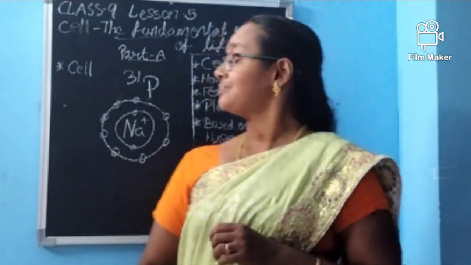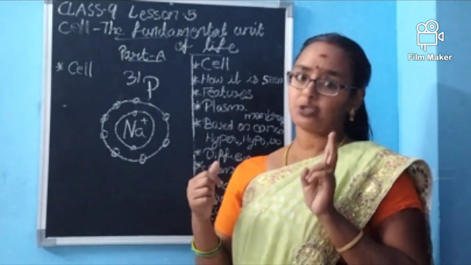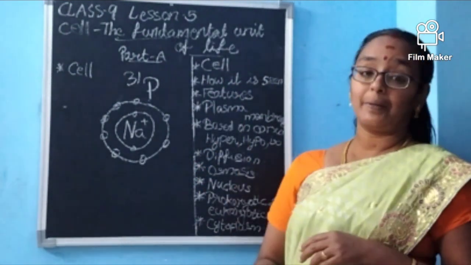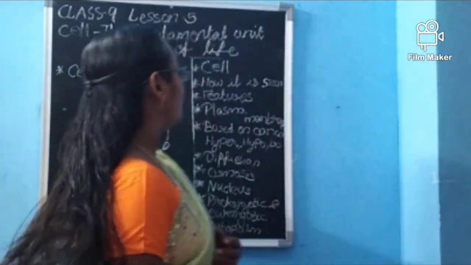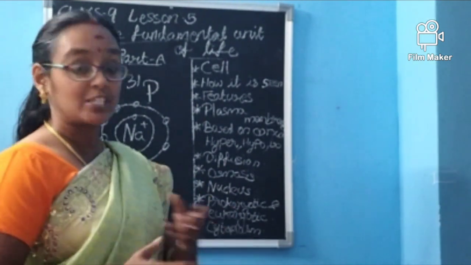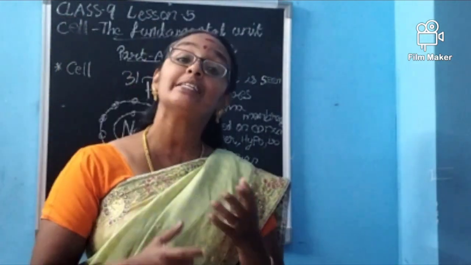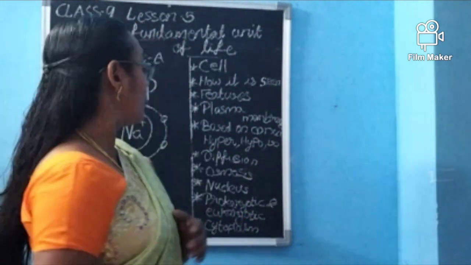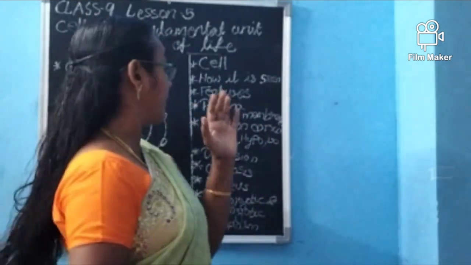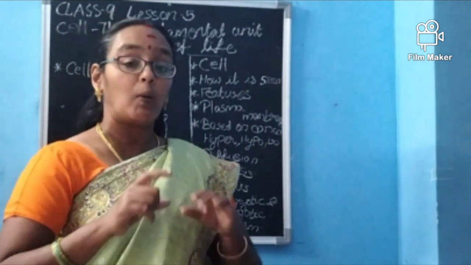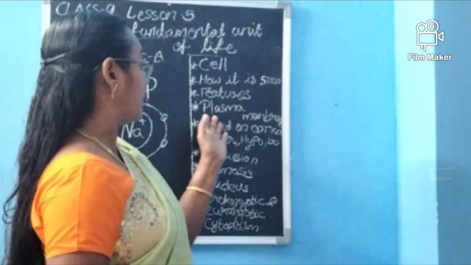Are you ready, Kanna? We are dividing it into two parts, Part A and Part B. In Part A, I will explain the things. Cell, how is it seen? How can we see the cell? By what are we able to see the cell? Features of the cell. Then what all things can be seen in the cell? Plasma membrane.